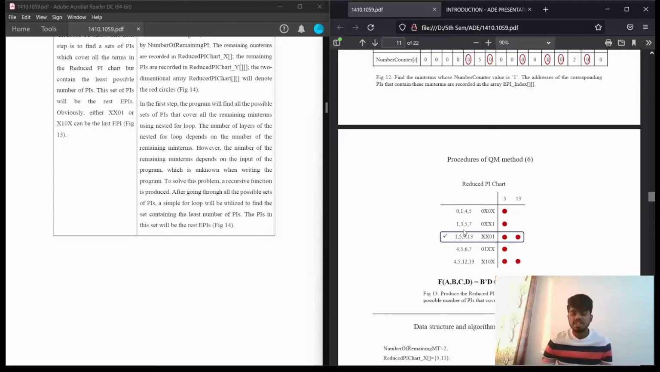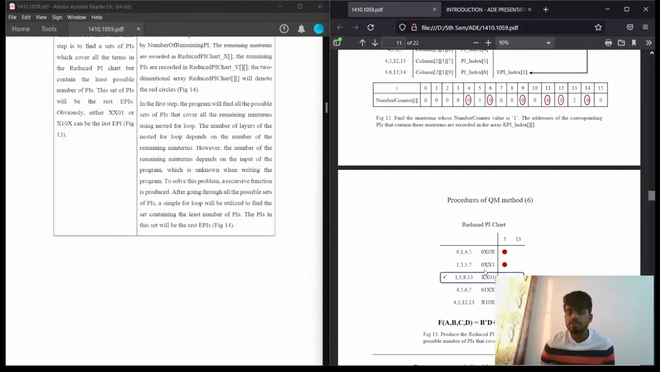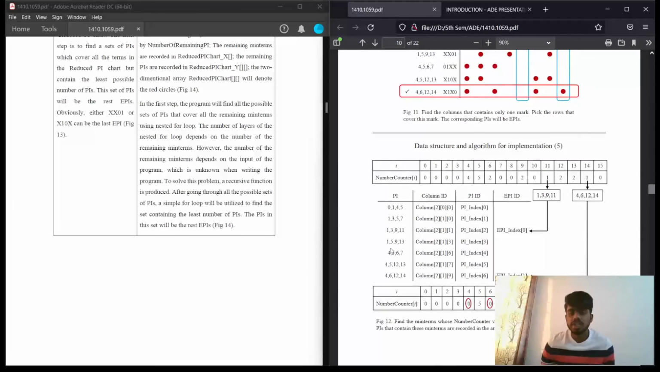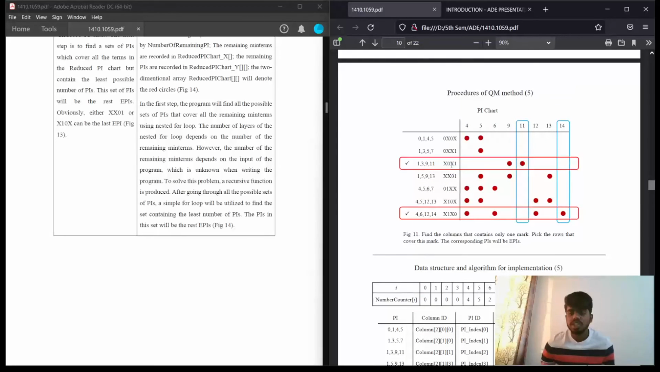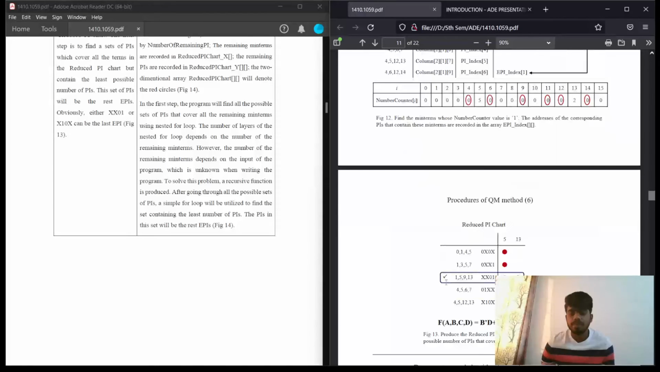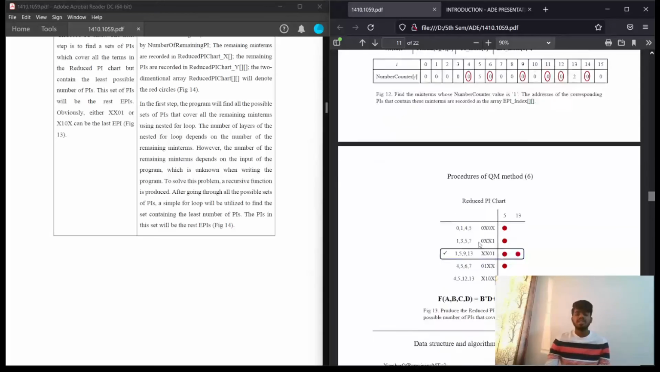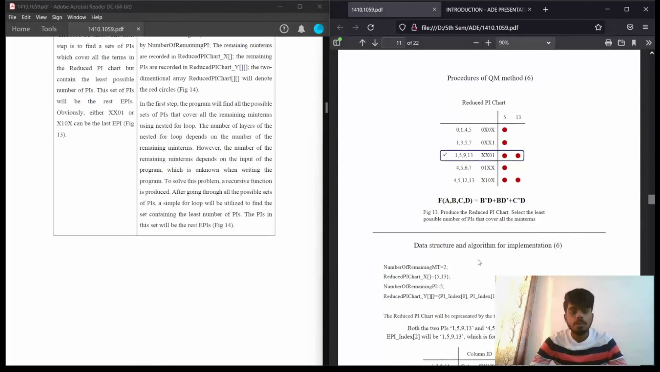So 1, 5, 9, 13 is nothing but XX, which we ignore, and 01, which is nothing but C bar and D. Along with this C bar and D, remember we have these essential prime implicants over here, which are 1, 3, 9, 11 and 4, 5, 12, 13. So those are nothing but B bar and D and B and D bar. So B bar D plus B D bar plus C bar D is the final answer which we get. So this is how we finally represent and trace the Quine-McCluskey method.